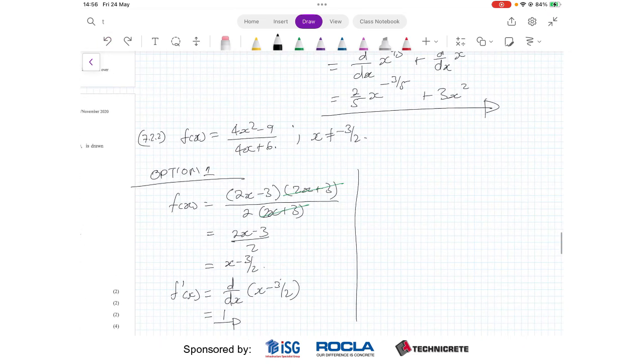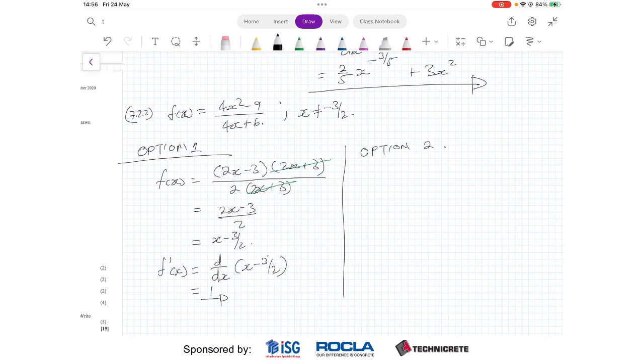The second option you could use, option 2, is you could decide to name your functions, okay, by using the quotient rule. So the first thing we're going to do is we're going to name our functions. We're going to let g at x be equal to 4x squared minus 9, and let h at x be equal to 4x plus 6, okay?